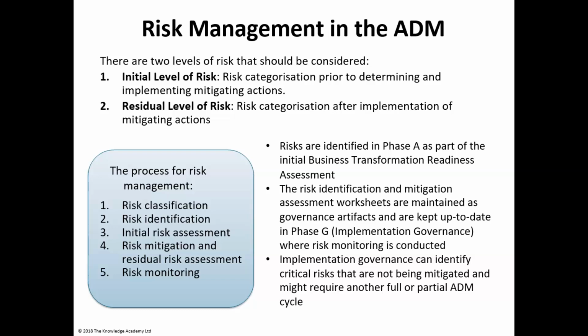Now, risk management in TOGAF, if you look at that, there are two levels of risk. The first one is called initial level of risk, and the second one is called residual level of risk. So what is the difference between initial and residual? The risk of the current state is the initial level, and after the transformation, whatever still remains, some amount of risk left, is called residual risk. Initially, when you start any project, it comes with a risk.